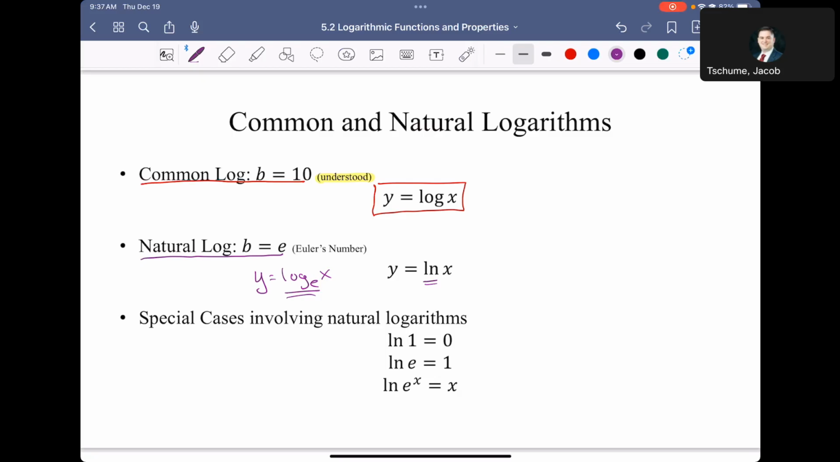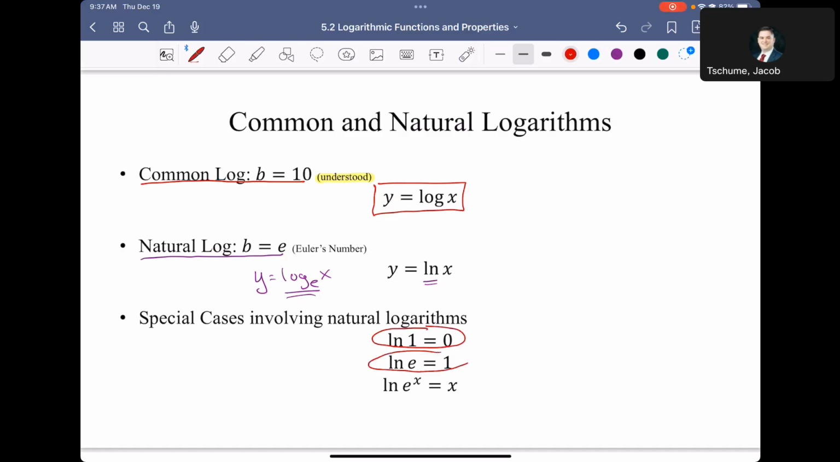Now, a couple of special things that show up with especially natural logs that you might want to be aware of are down here at the bottom. The first one says, if you ever take the ln of 1, that answer is 0. That's similar to the cancellation property we saw a few minutes ago. If there's a 1 next to a logarithm, the answer goes to 0.